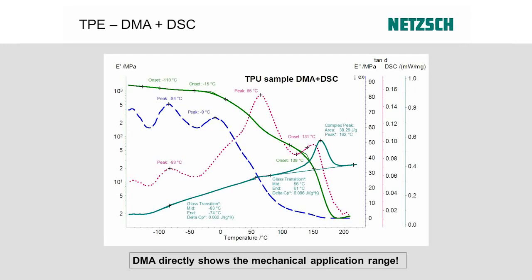It's, of course, exactly in between my melting of the sample at about 120, 139 degree, down to, let's say, about 10, 20 degree, where it just gets too cold and the sample gets too stiff. So the DMA directly shows you the mechanical application range.